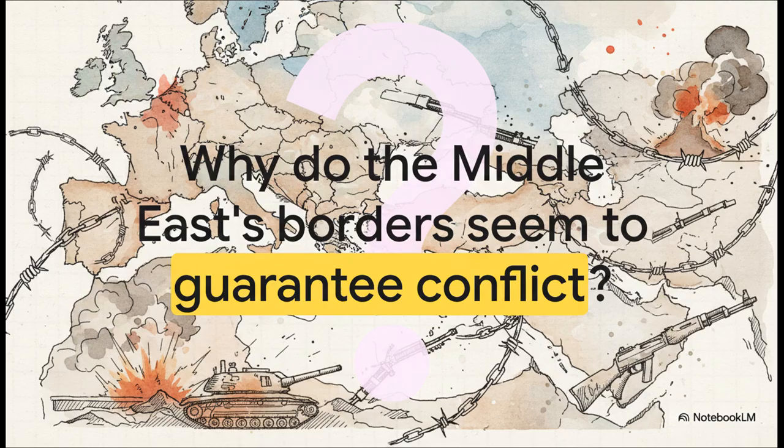So this gets us to the big question, right? Why do these borders look like they were almost perfectly engineered to create conflict? Well, to get to the bottom of it, we have to treat this map less like a given and more like a crime scene. We need to look right past those modern lines and uncover the political DNA that was baked into them by the people who drew them.